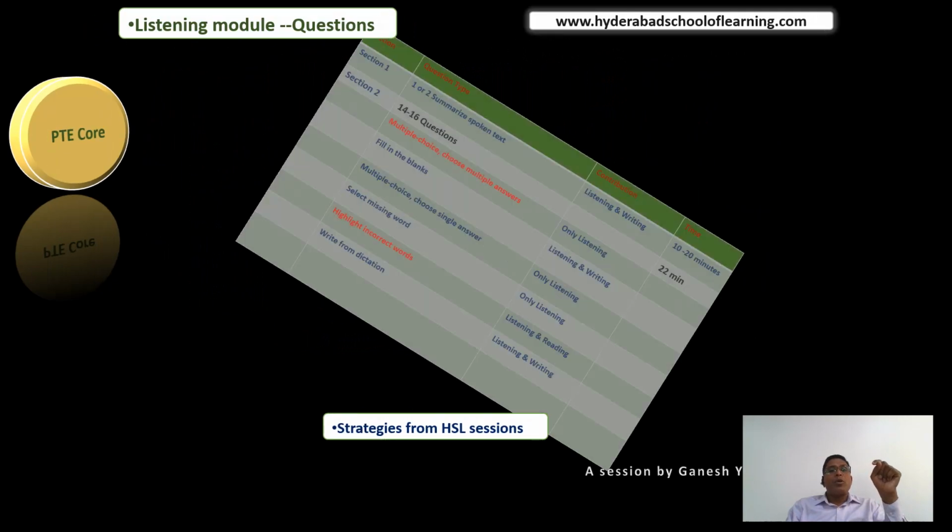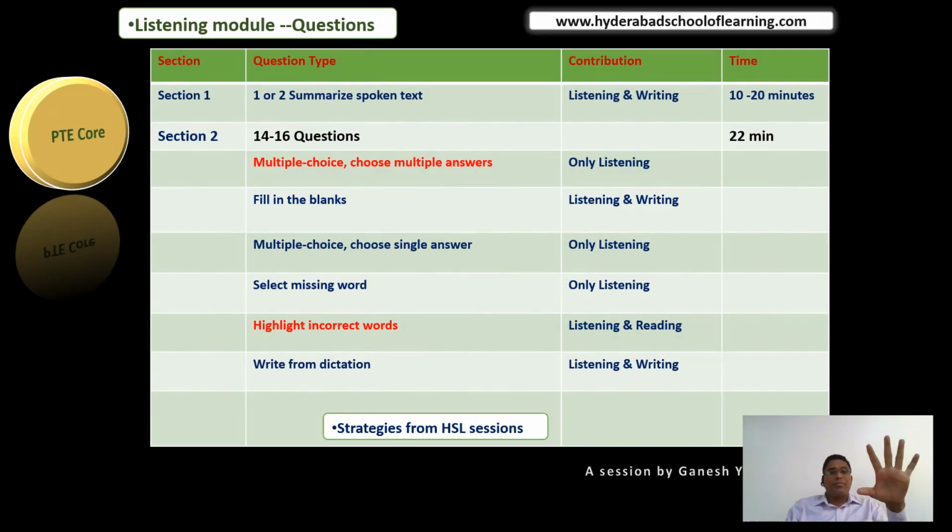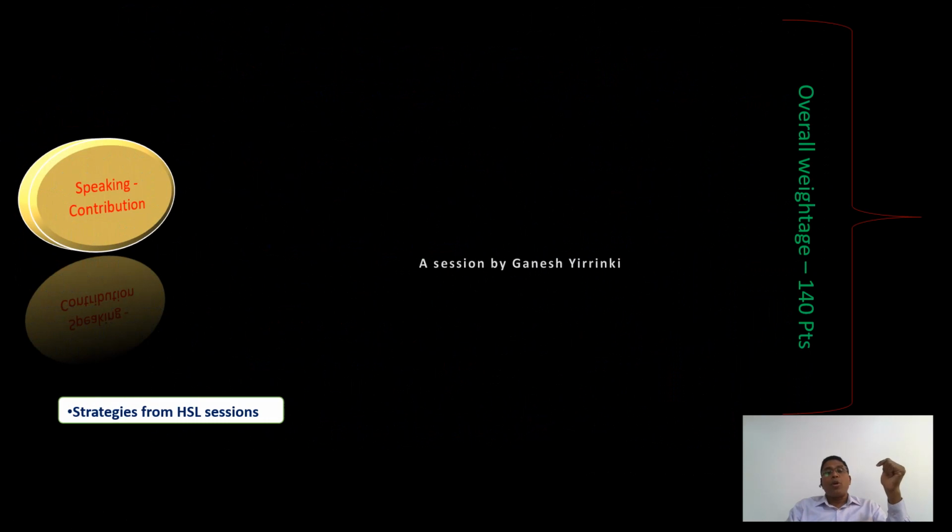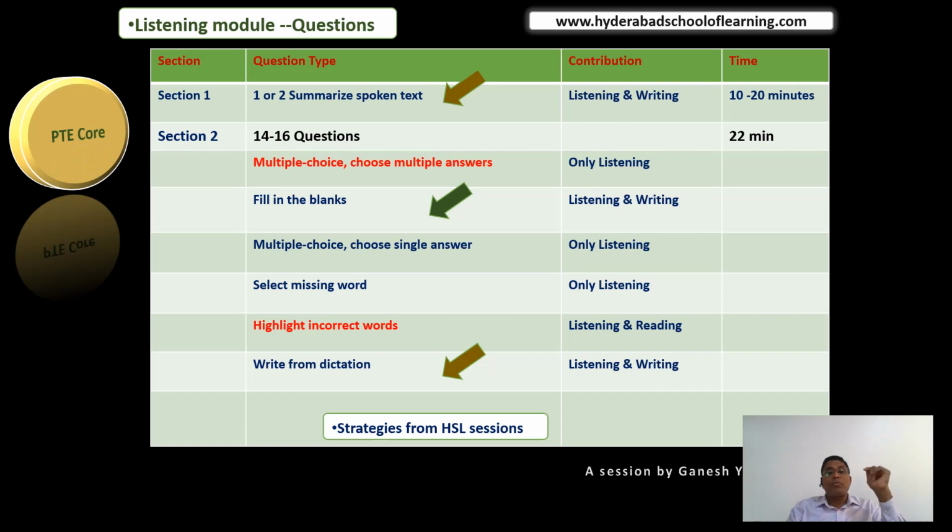Next is the listening module, which has got 7 questions only. In Section 1 we have only one question, and that question contributes to summarize spoken text. Sorry, that question contributes to listening and writing score. Very, very important question. Then we have fill in the blanks question, highlight incorrect word question, and write from dictation question. So these questions are very, very important. You cannot underestimate the importance of these questions.